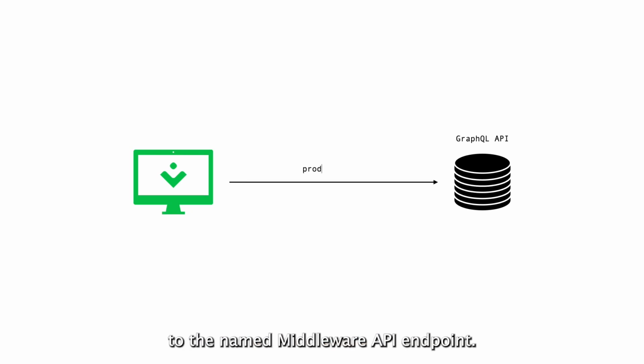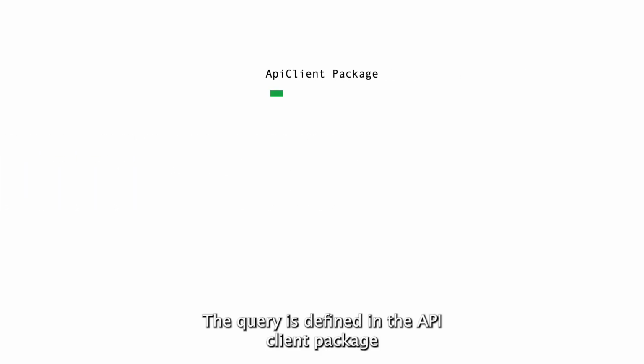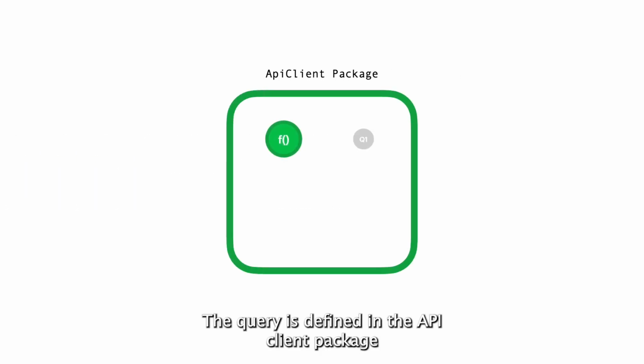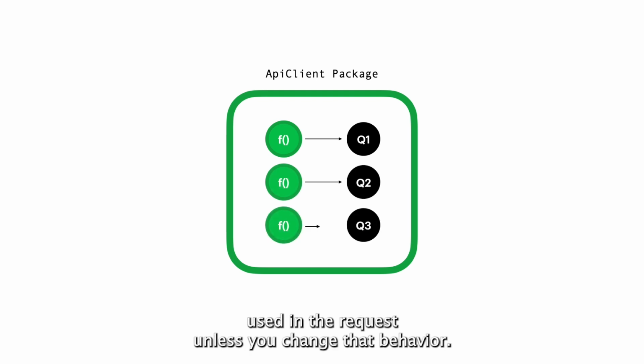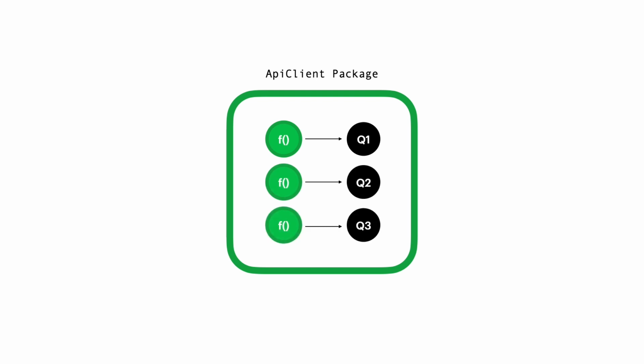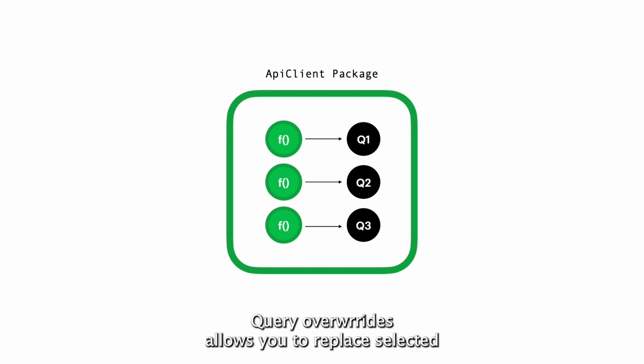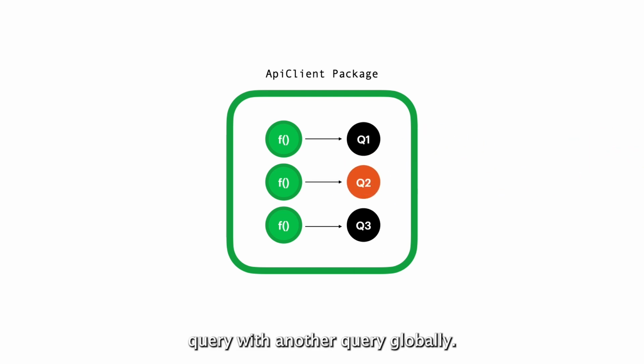Whenever ViewStorefront makes a call to the named middleware API endpoint, it uses a GraphQL client under the hood. The query is defined in the API client package and is loosely coupled with the endpoint, which means that it will be used in every request unless you change that behavior. Query overrides allows you to replace selected query with another query globally.